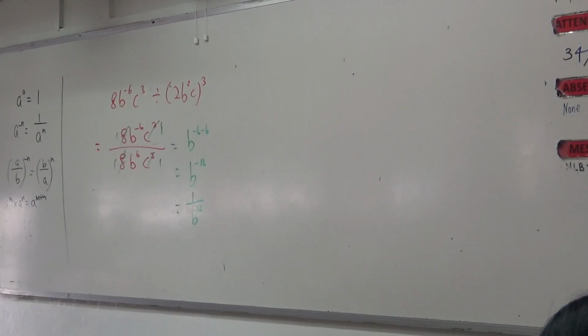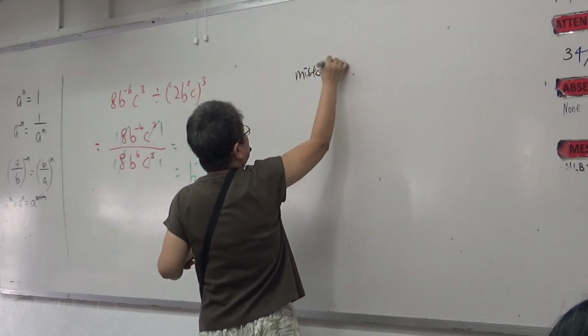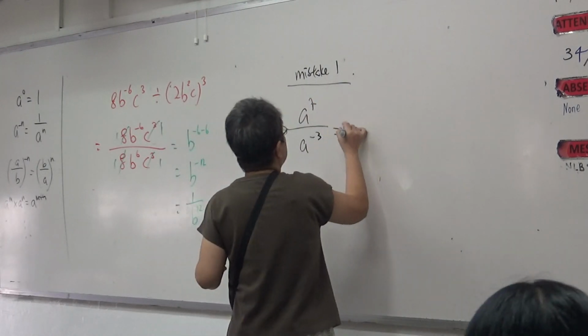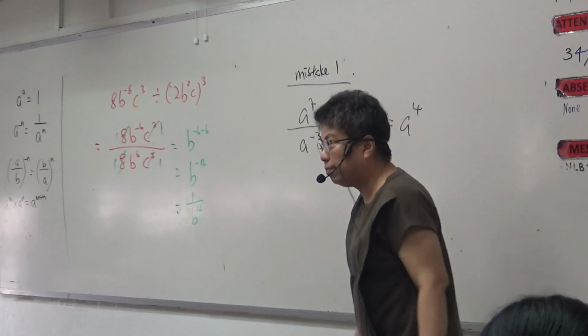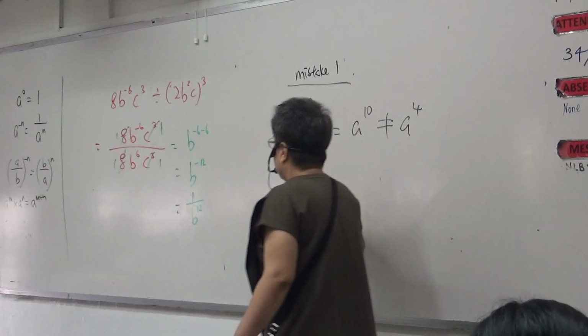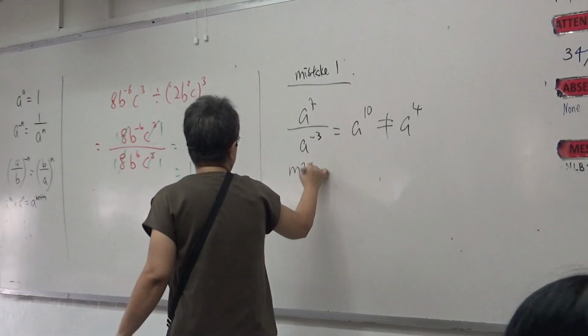This one is also people make mistake. Right? Just now is mistake number 1, right? Okay, I want to look up. Mistake number 1. A^7 over A^(minus 3). This is A^10, not A^4, right? This is mistake number 1. That's what I told you, right? Okay. Now, what if I have this? Mistake number 2.